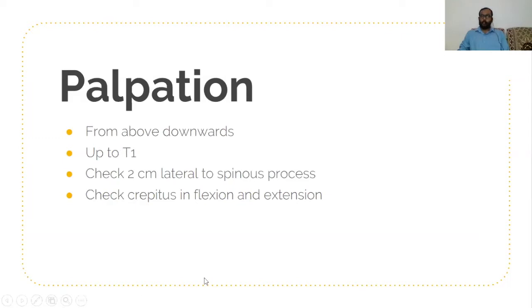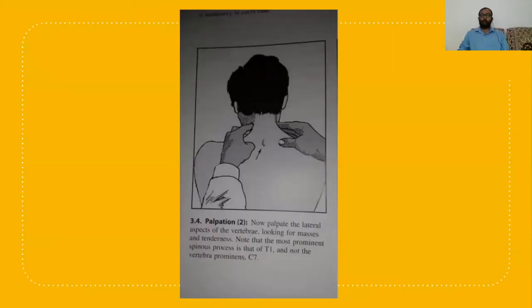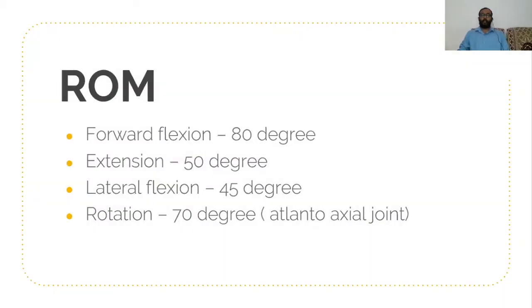In the cervical spine, palpate 2 centimeter lateral to check whether there is tenderness and facet joint arthropathy. And if there is facet joint arthropathy, we shall feel crepitus in flexion and extension, and it shall also be checked. Please note that the most prominent spinous process is that of T1 and not the vertebra prominens C7. I repeat, the most prominent spinous process is that of T1 and not C7 in palpation.